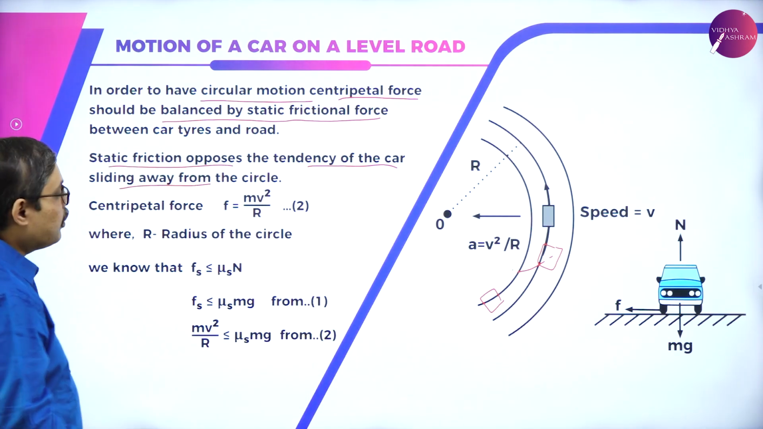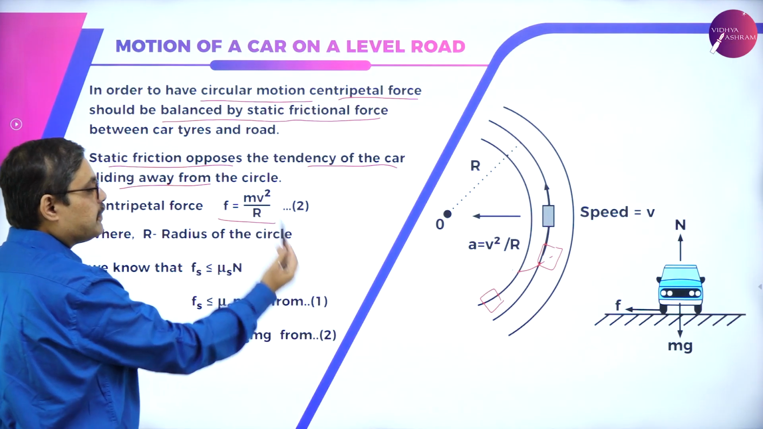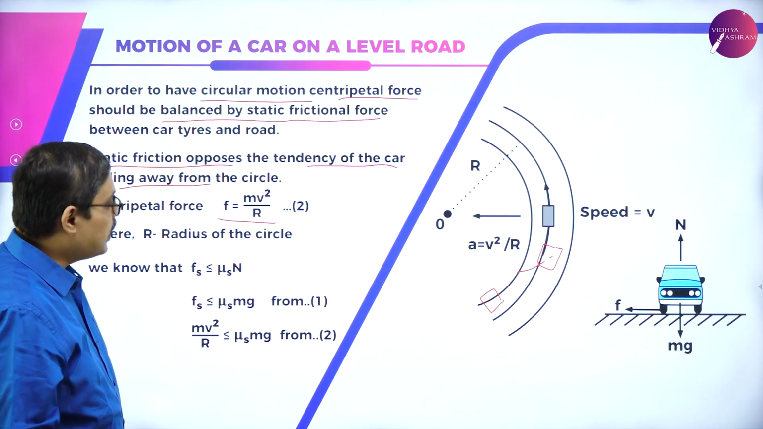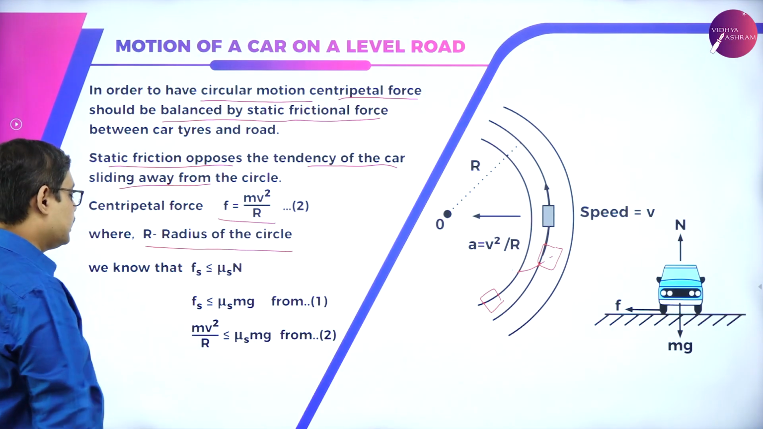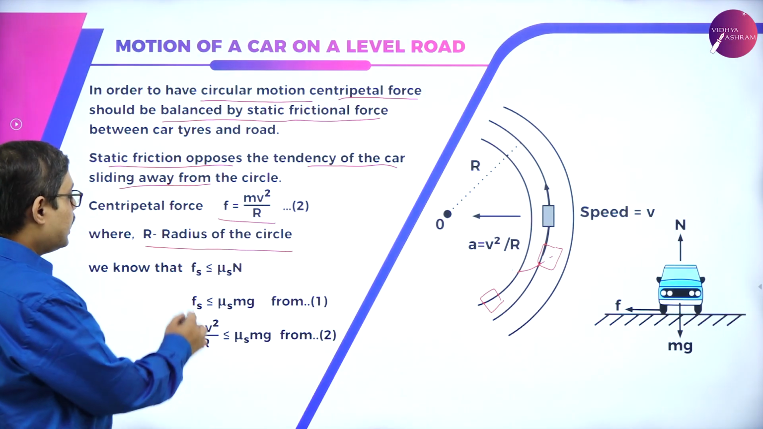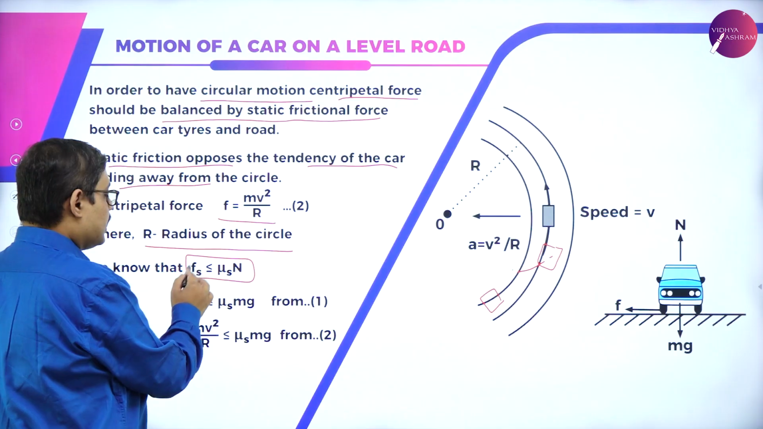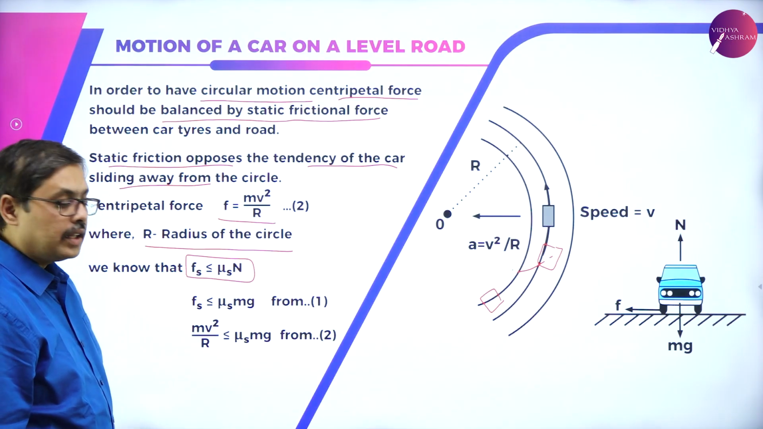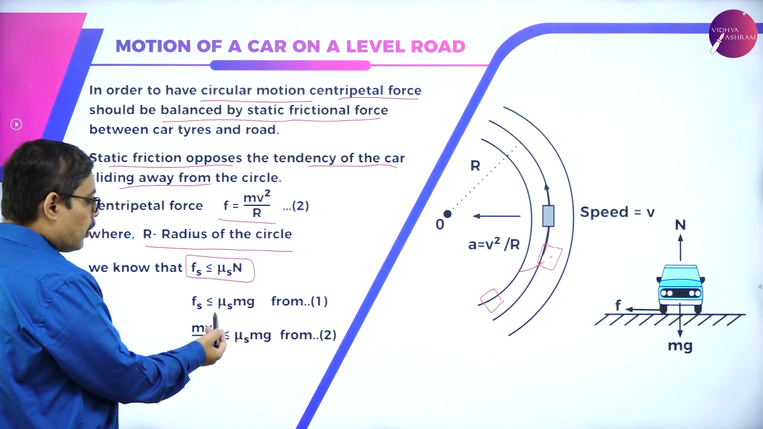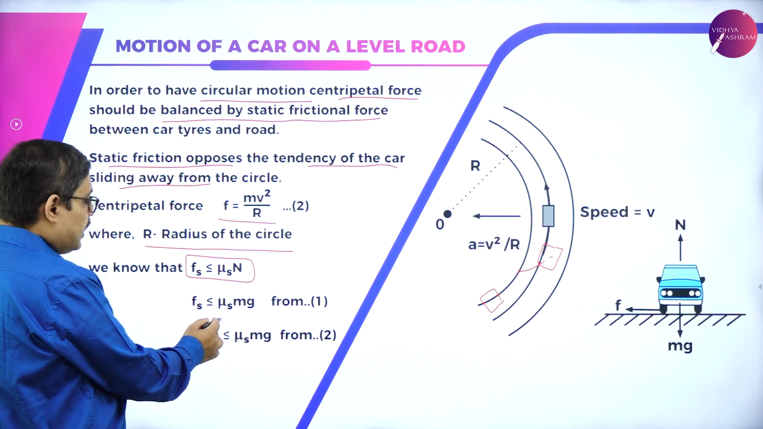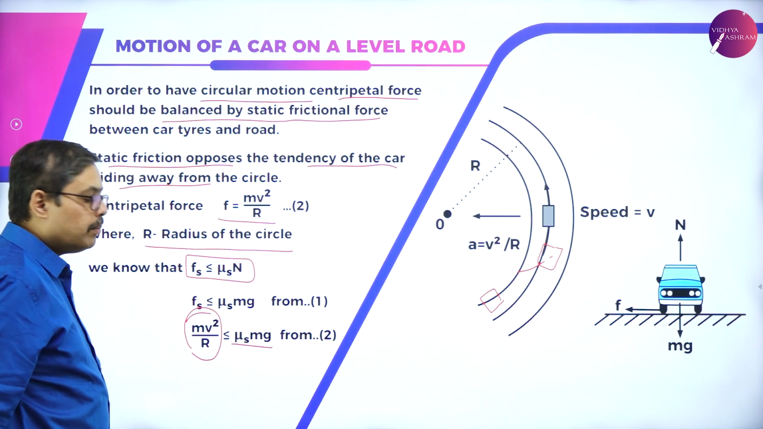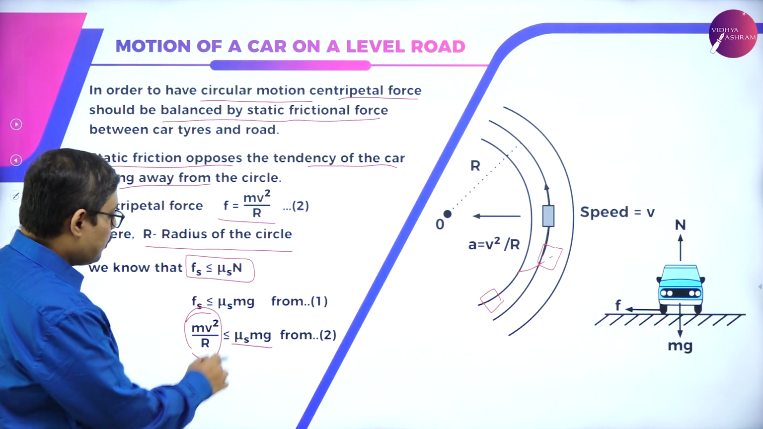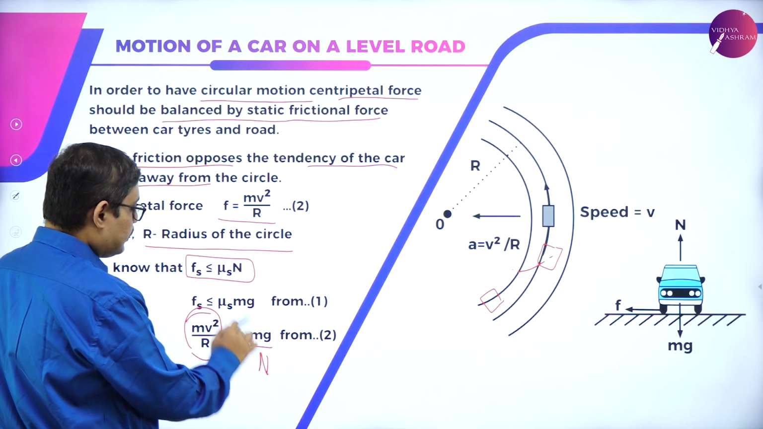The centripetal force, as we already know, is given by F is equal to mv squared by r, where r is the radius of the circular path. We also know that Fs is equal to or less than mu s into n. What does that mean? If I substitute back, mv squared by r is equal to mu s into m into g. Please remember mg is n.